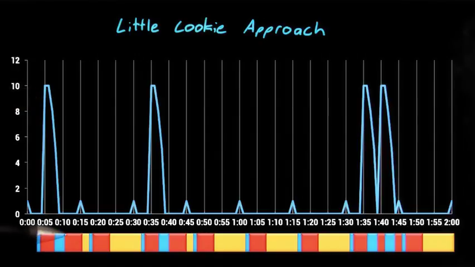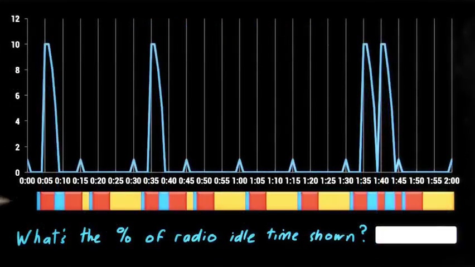Beneath it, we've graphed how this affects the radio state. The blue shows active data transfers, the red, the radio in full power, and yellow showing low power mode. The gaps in between, if there were any, indicate when the radio is idle. So while this app is running, what is the percentage of time that the cell radio is able to go back to its idle state?